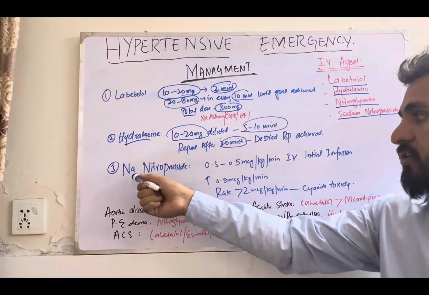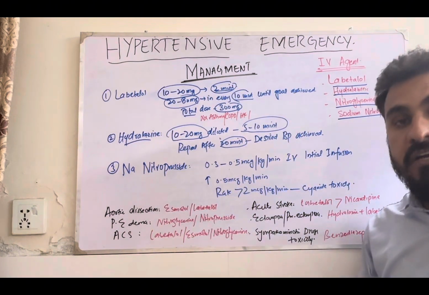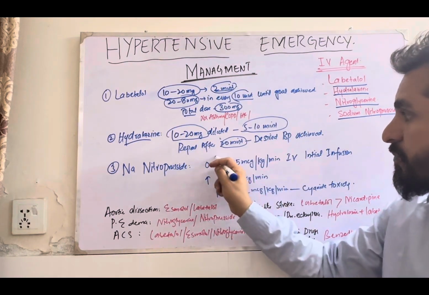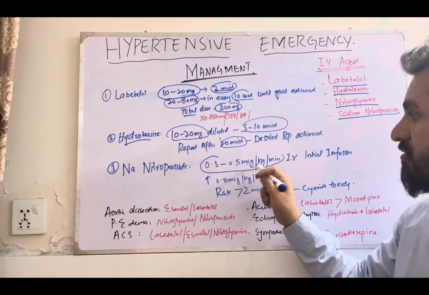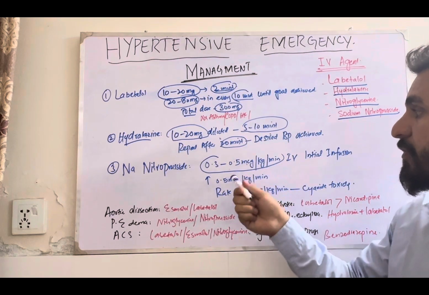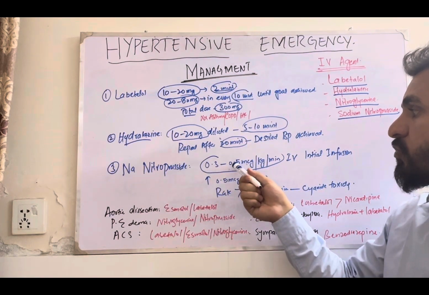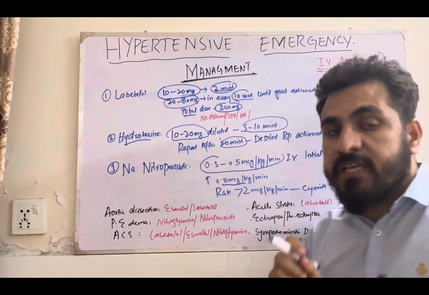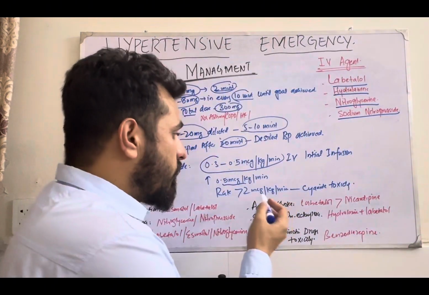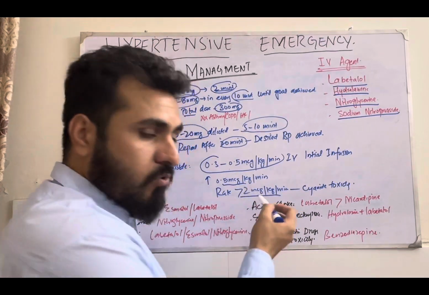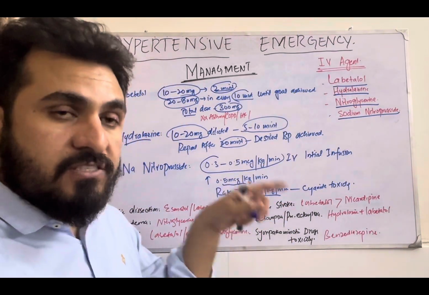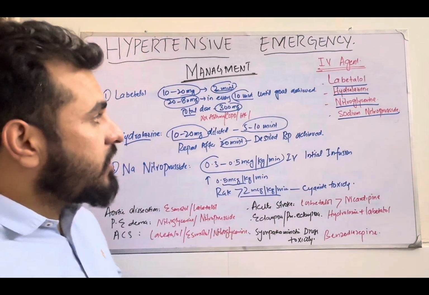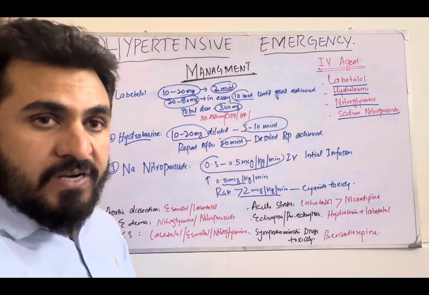The third drug is sodium nitroprusside. We can give this drug as a continuous infusion. The dose for the continuous infusion is 0.3 to 0.5 microgram per kg per minute, but you can titrate this dose up, though you shouldn't increase the dose beyond 2 microgram per kg per minute, because if you increase the dose, it will create cyanide toxicity. So here is the complete hypertensive emergency management.